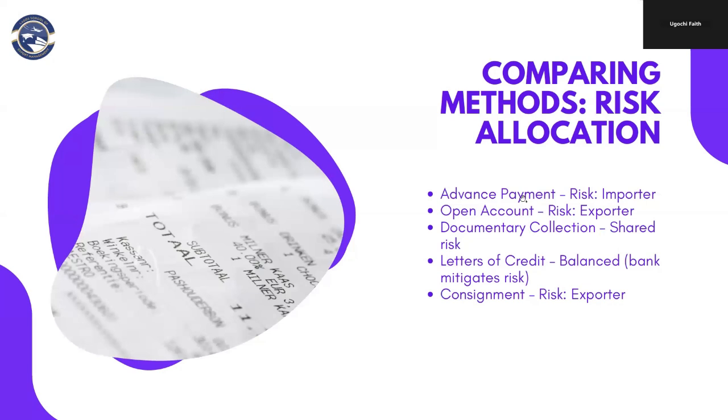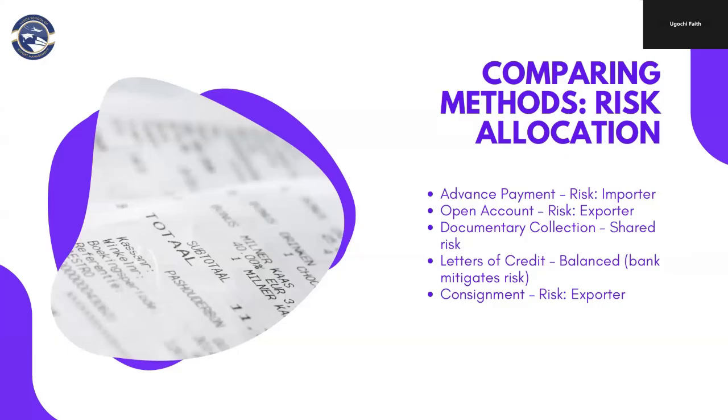Then we have letters of credit. This is a balanced risk also. The bank mitigates the risk, in fact, for both sides. Now, consignment. For consignment, the risk is on the exporter and not the importer. So we can look at who has the most risk or the least risk when we are discussing advance payment, open account, documentary collection, letters of credit.